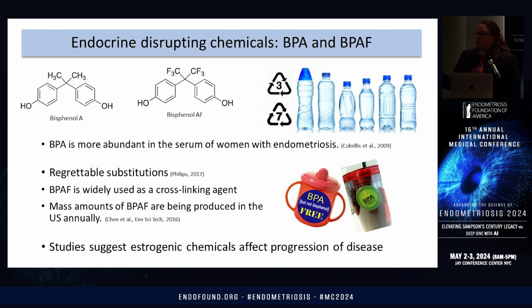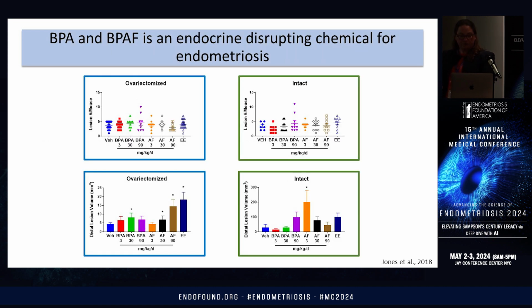So in our initial hard clear plastic water bottles was BPA. They've now made these regrettable substitutions. They're actually worse for us than the original compound. So these congeners are suggested to be more estrogenic, and we looked at this in our mouse model.